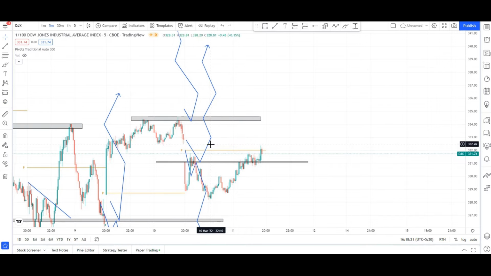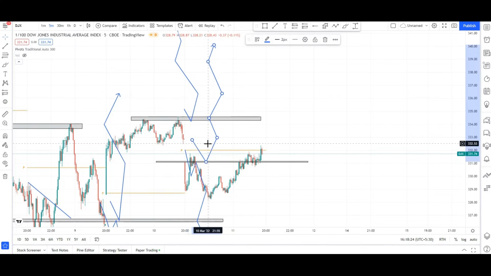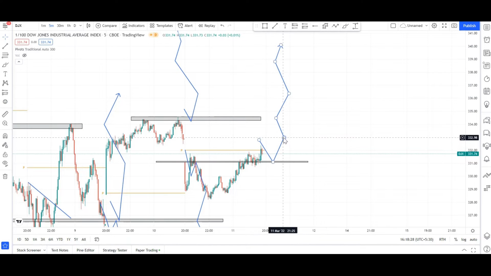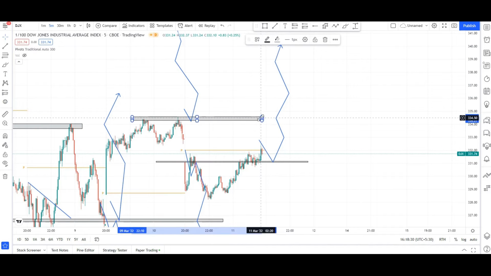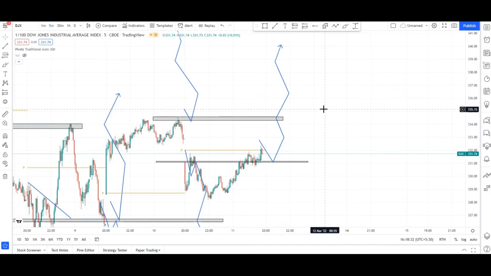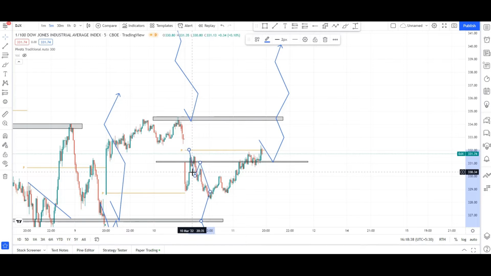Okay guys, these are our targets right now. This is our first target, second target. This acts as a resistance right now. This is third, fourth and fifth. Then in the downside also, these are the targets.